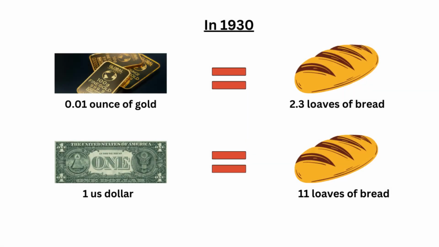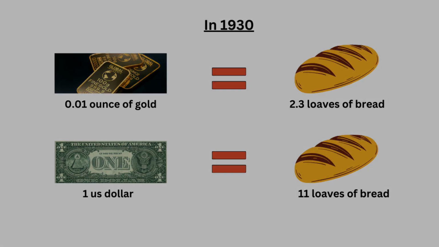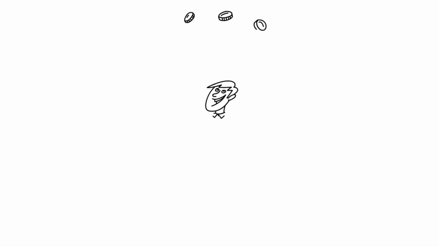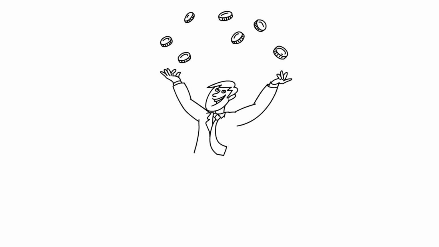For example, in 1930, 0.01 ounce of gold could buy 2.3 loaves of bread, and $1 could buy 11 loaves of bread. Fast forward in time. In 2022, 0.01 ounce of gold could buy 8.6 loaves of bread, but $1 has lost so much of its value that it can only buy half a loaf of bread. When gold does well, its returns are often spectacular, sometimes exceeding 100% in a year.